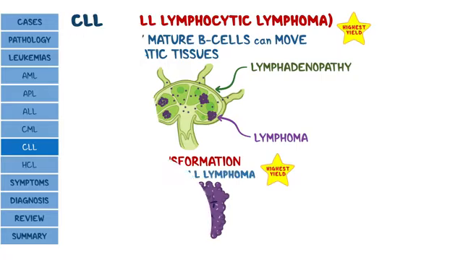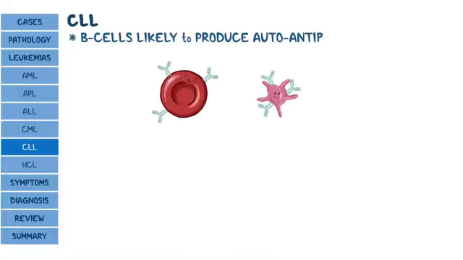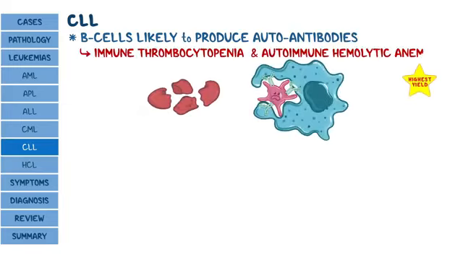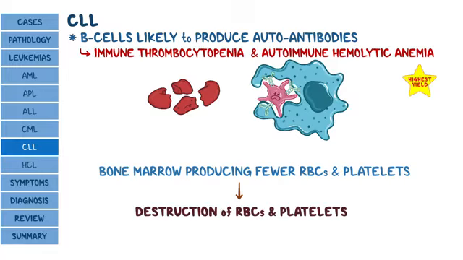Now, for some unknown reason, in people with CLL, normal B cells are more likely to produce autoantibodies. This can lead to immune thrombocytopenia and autoimmune hemolytic anemia. This is an important thing to watch for because the crowded bone marrow is already producing fewer RBCs and platelets, so the destruction of more RBCs and platelets can be especially problematic.